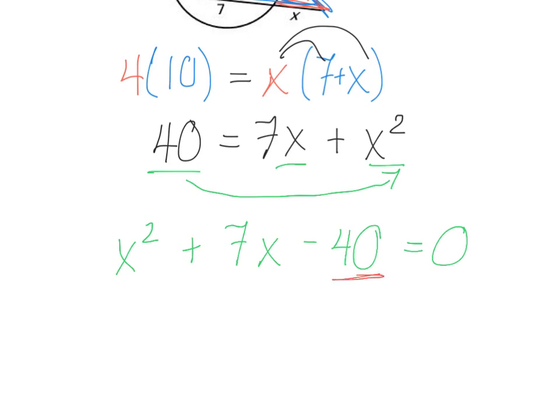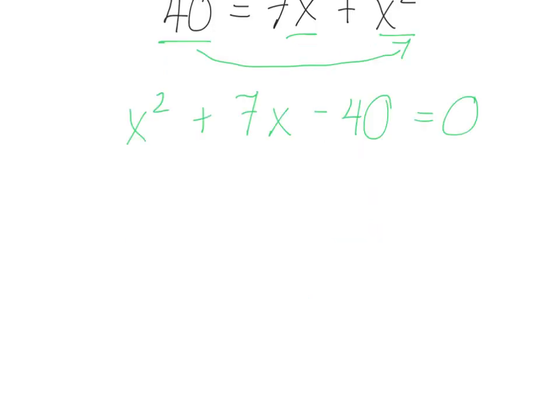Well, my factors for negative 40 would really only be negative 4 and 10. I can do negative 8 and 5. All right, but I need them to add to positive 7. Now, eventually, what you're going to find after some trial is that you can't factor this. Now, if you can't factor it, I still need to solve it. And what we're going to have to use is the quadratic equation.